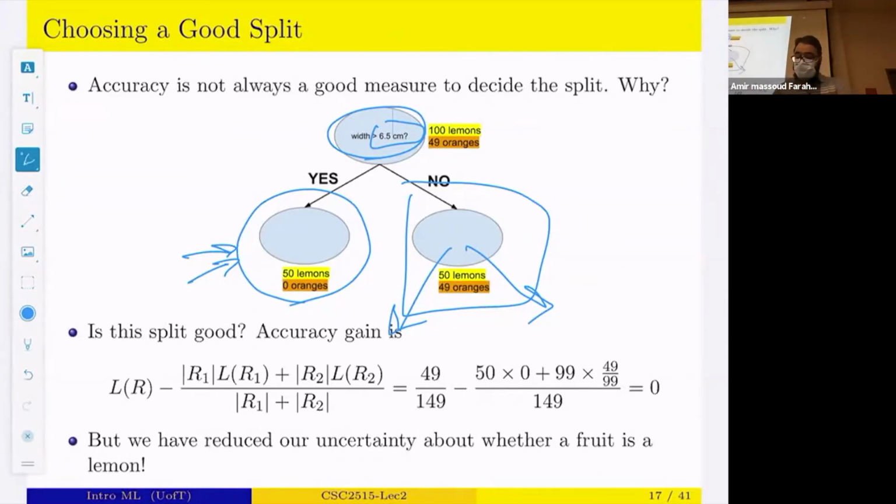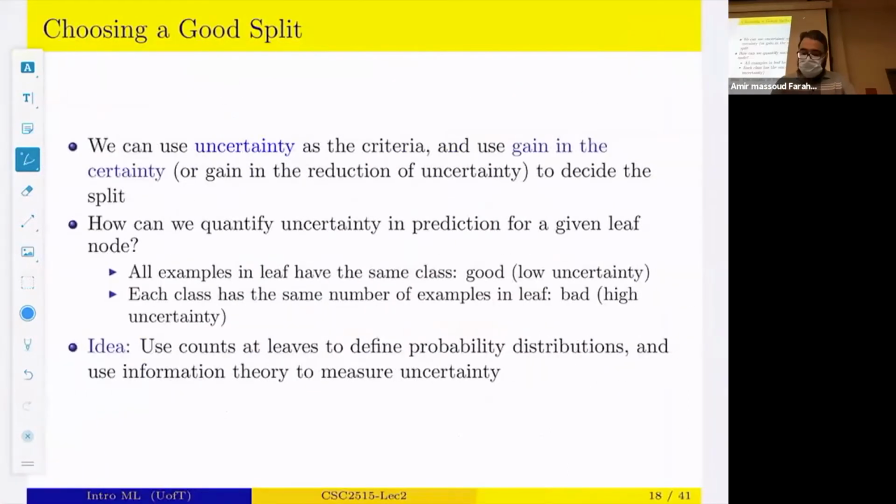But the problem here is that with this type of split, the accuracy gain is zero. Here we've reduced the uncertainty about whether food is lemon or not, but this criteria doesn't show that that was a good split. So now we want to talk about uncertainty as a criteria, and define the gain based on how much we change the uncertainty before and after a split. The question is how to define uncertainty.